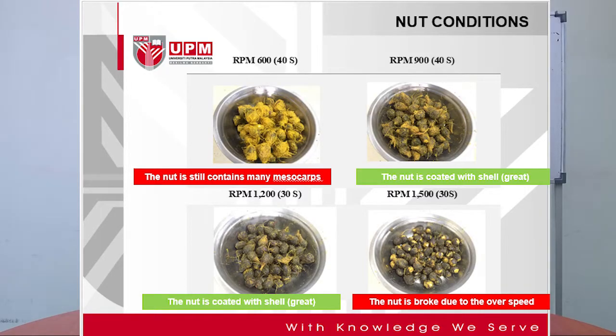Based on these pictures, it shows the conditions of the nut from RPM 600 until 1500. As we see, at RPM 600, the nut still contains much mesocarp. At RPM 1500, the nut is broken due to the overspeed in the nut separator. And as shown from the RPM 900 and RPM 1200 nut, the nut is still coated with the shells. The mesocarp will go to the sucking and hand screw press. In these sections, the crude oil will be extracted from the mesocarp.